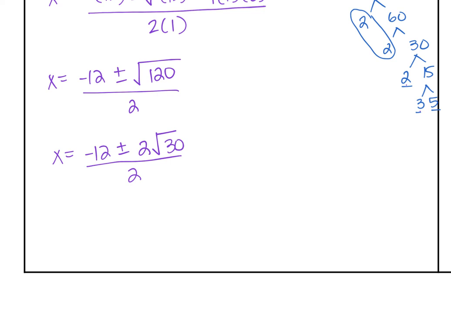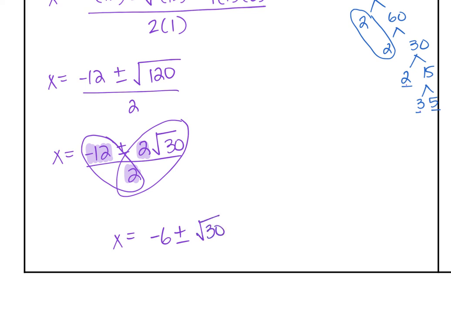The last thing is that you should notice that 12, 2, and 2 are all even. So that means that I could actually simplify this even more. Treat it as 2 separate fractions. Negative 12 over 2 would be negative 6 plus or minus. Then if I did it the other way, 2 over 2 is 1. I don't need the 1 anymore. I could just write the radical 30. This is my final answer: negative 6 plus or minus the square root of 30.